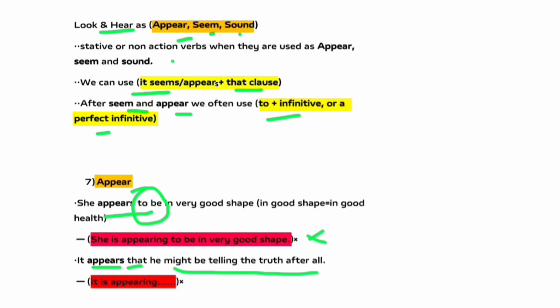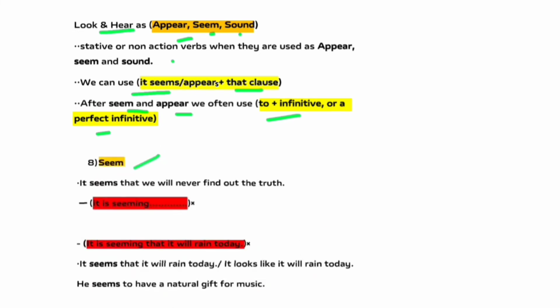Keep this structure in mind because it will help you in solving the error problems in your exams. You cannot say it is appearing. This is wrong. The verb seem is a stative, non-action verb. As we saw earlier, we can use it in this structure, and it can be followed by the infinitive form or perfect infinitive form. Let's see some sentences.